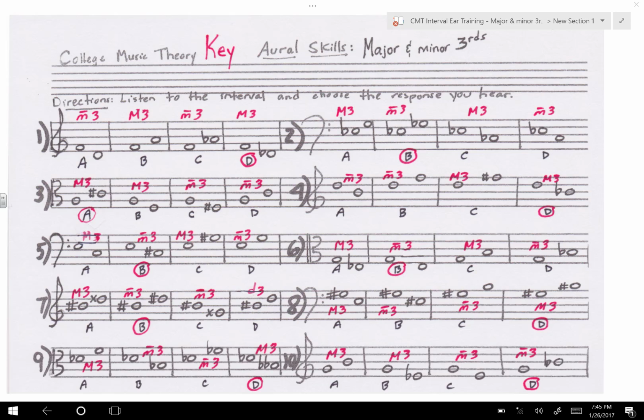Let's listen to all 4 back to back. Here's 4A, B, C, and then D.